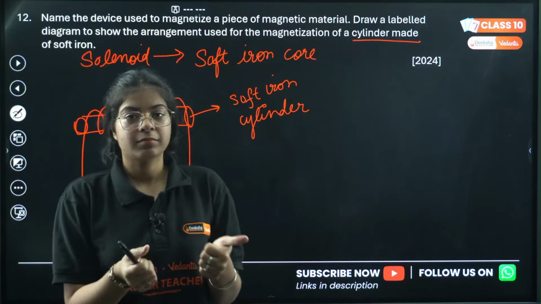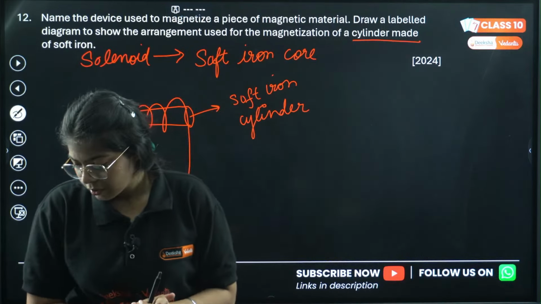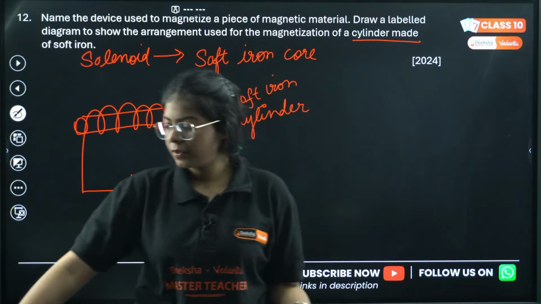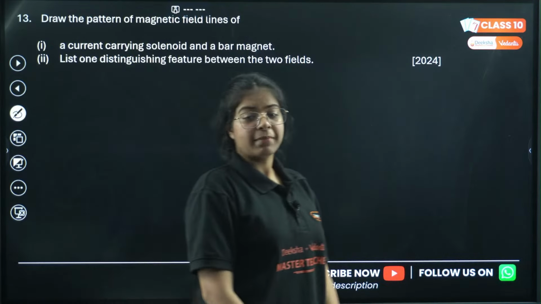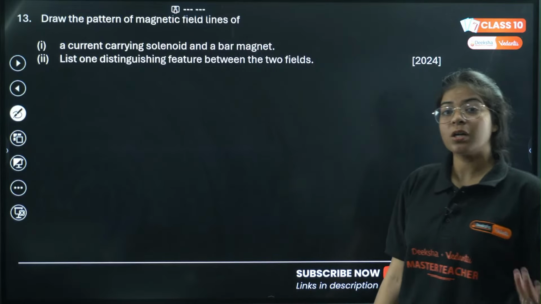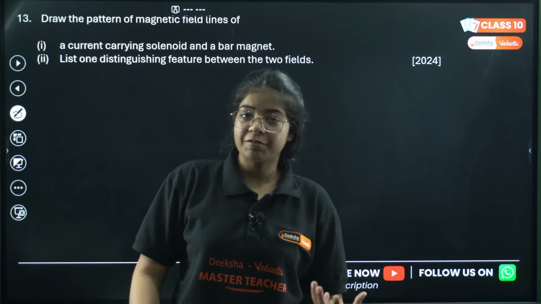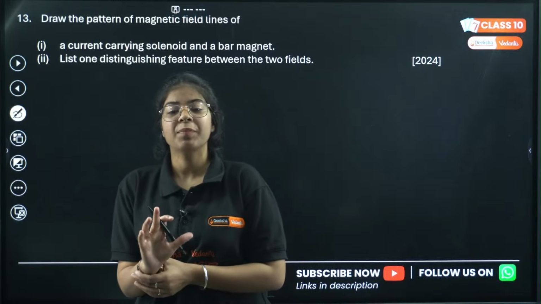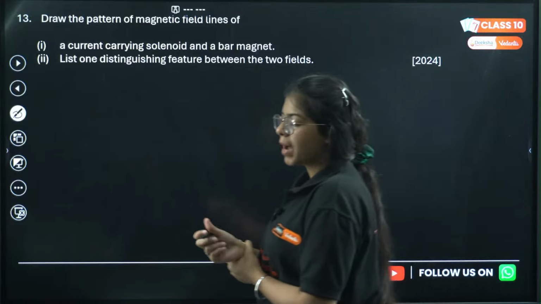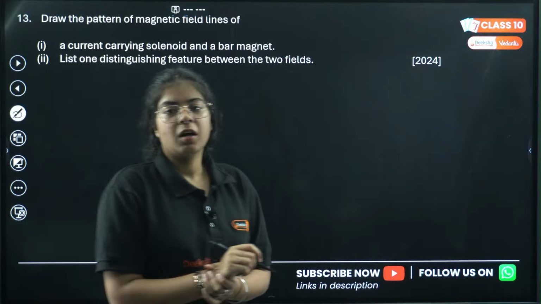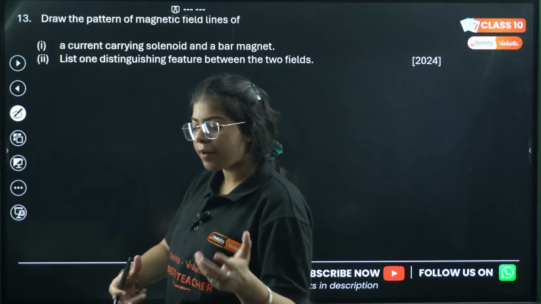Okay. Everyone understood? This came in 2024. Understood? Can we move to the next question? Okay, 13th. Again, in this chapter, magnetic effects of electric current, you will be getting a lot of questions to draw magnetic field lines, draw the device, draw the direction of magnetic field or force. So be ready for it. Okay. Now 13th question says, draw the pattern of magnetic field lines of a current carrying solenoid and a bar magnet. Can you tell me what kind of magnetic field lines these will have, or the direction of these magnetic field lines?